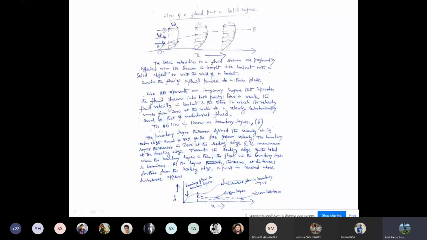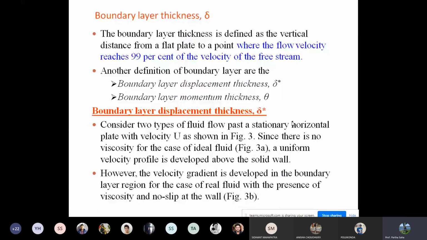The boundary layer thickness is most important, as I said. It is defined as the vertical distance from a flat plate to the point where the flow velocity reaches 99% of the free stream velocity, or upstream free stream velocity, given by delta. Another definition: the boundary layer displacement thickness is given by delta star, and the boundary layer momentum thickness by theta. We will not cover the momentum thickness, but we are going to cover the displacement thickness delta star.